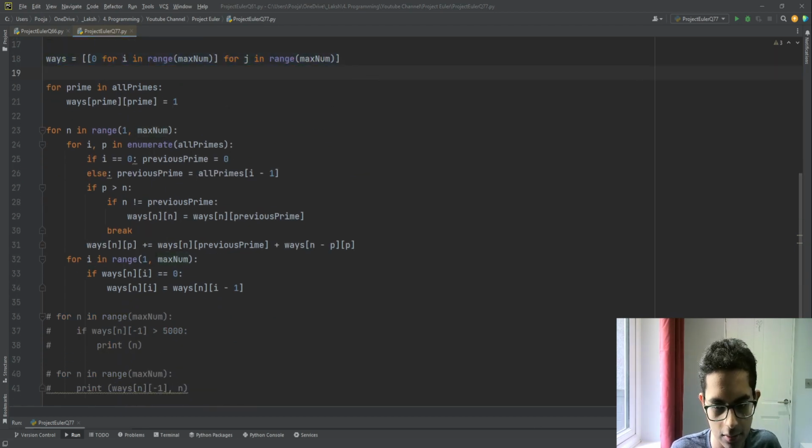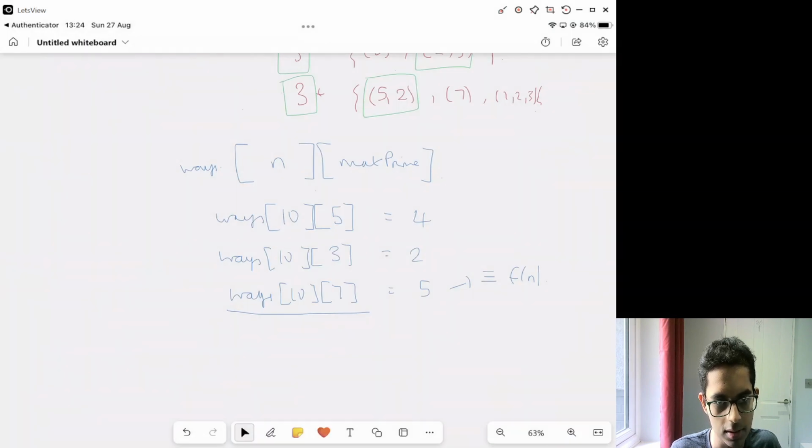So if we recall what we did on the whiteboard, what we had in the ways array was two different parameters. One of them was n, where n is the number of ways in which we can get to a certain number n, so in this case 10, and the max prime is the maximum prime which we used. So we explored it with 3, 5, and 7.